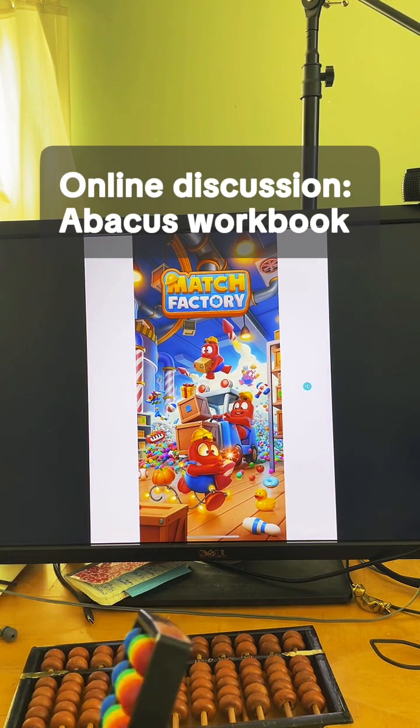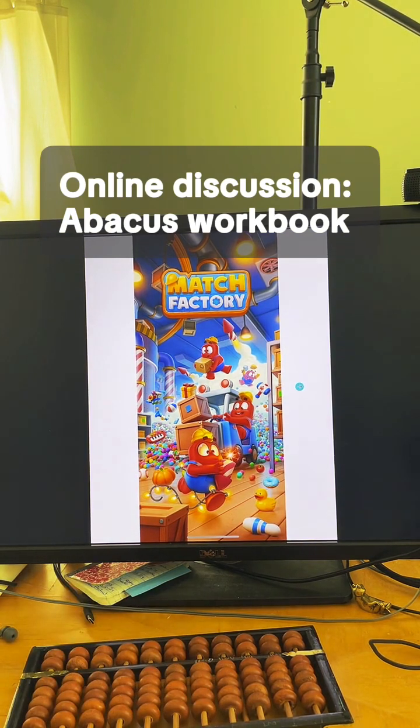So, anyways, then this one, and this game's a little addicting. It's the Match Factory. I don't know if anybody plays Match Factory, but I started playing this game, and it's really kind of addicting.